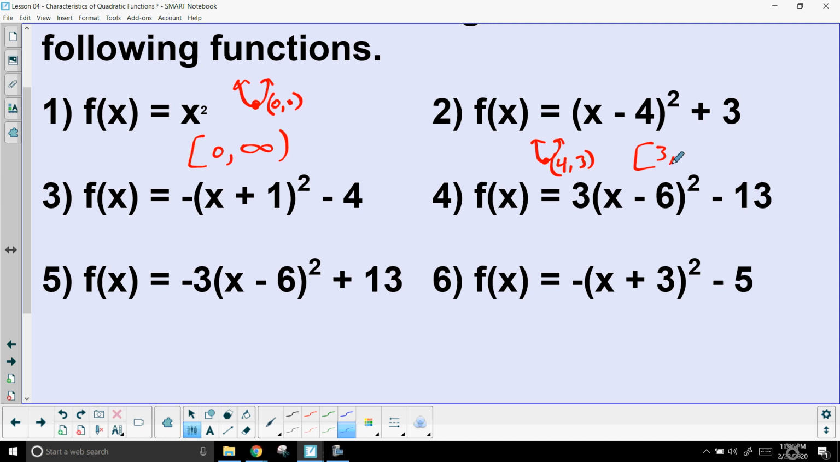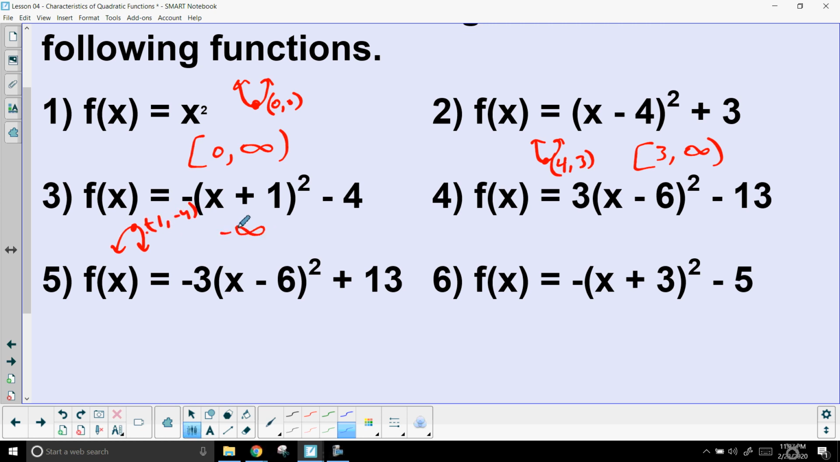We got a negative, so this thing opens down. So now the vertex is the highest, the maximum, and that's (-1, -4). So negative infinity to that -4. So bracket for that, parentheses.